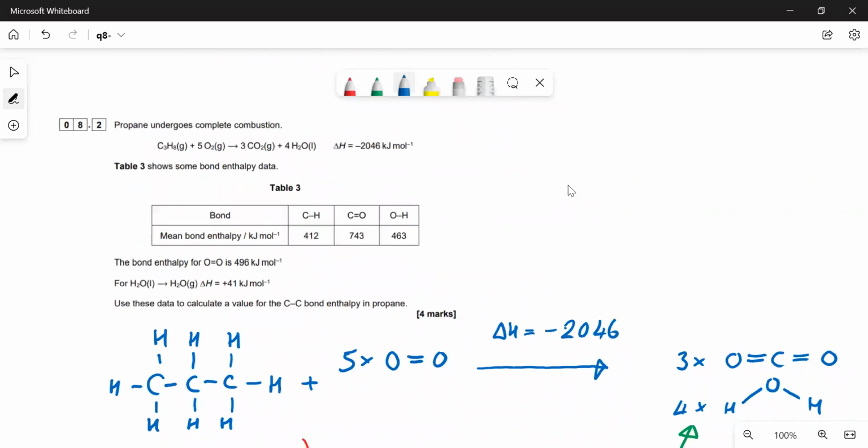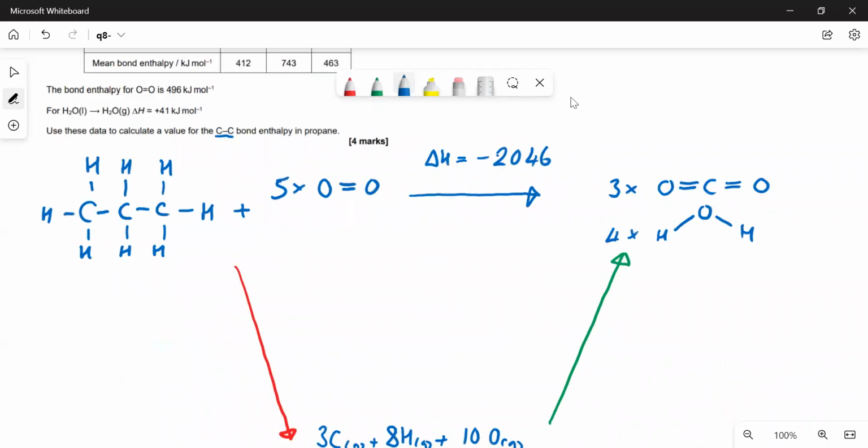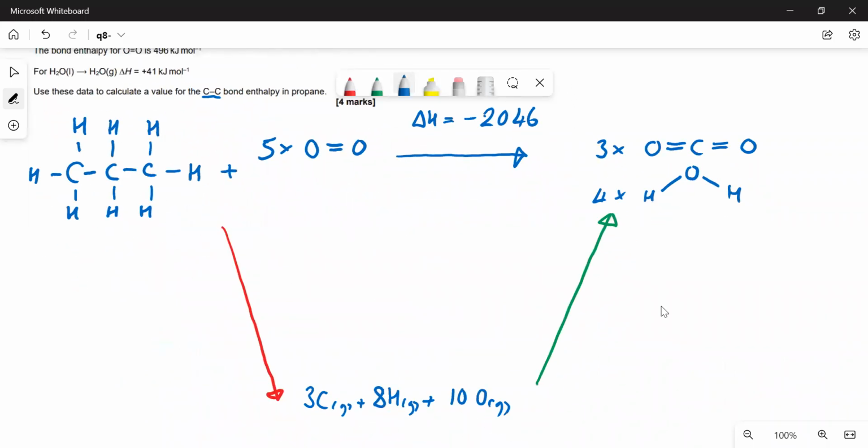Propane undergoes combustion according to that equation there. We've got bond enthalpy data there, and we have got the overall delta H, and we've got to use this to work out the bond energy value for the carbon single bond. So what I always do with these is draw a Hess's law cycle, and the third thing I put down at the bottom here are the gaseous atoms.